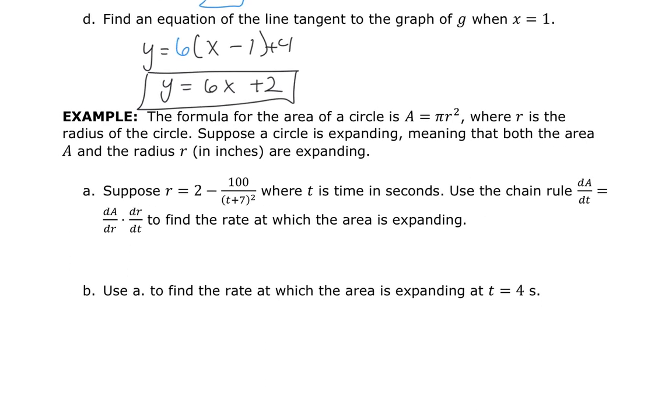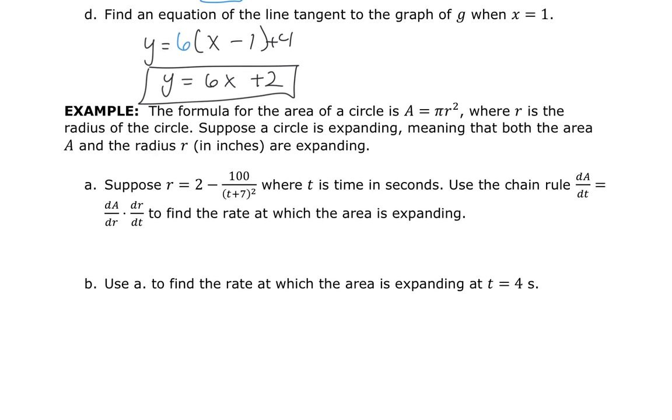In this example, we're going to look at the formula of the area of a circle, where r is the radius of the circle. Suppose a circle is expanding, meaning that both the area and the radius are expanding. In other words, they're both changing. So suppose r is equal to 2 minus 100 over (t plus 7), the quantity squared, where t is time. Find the rate at which the area is expanding.